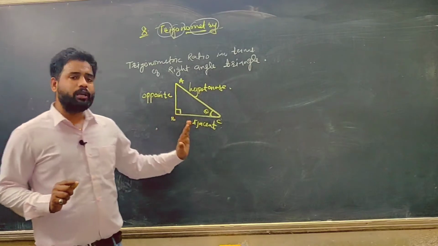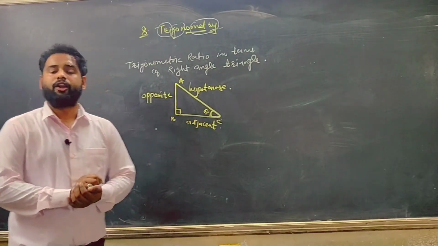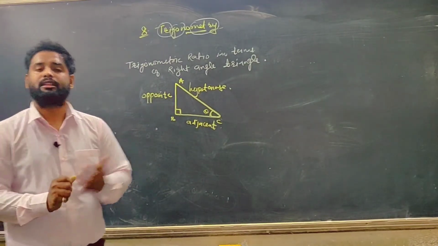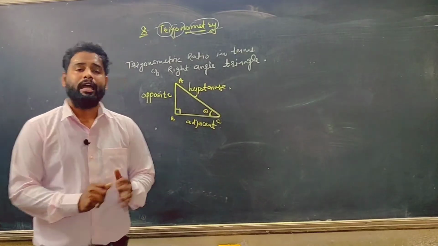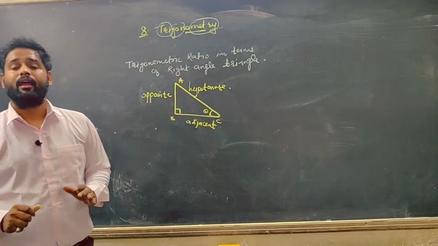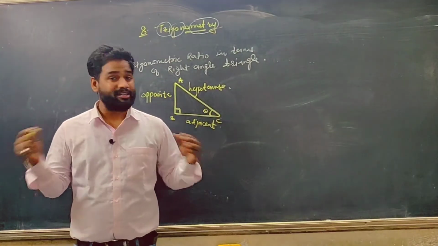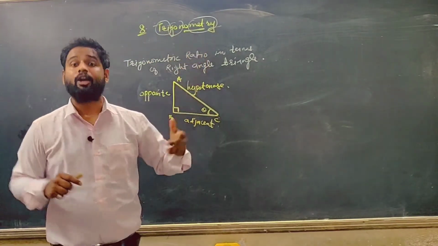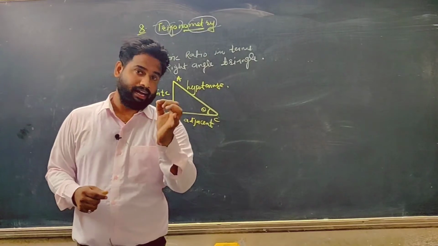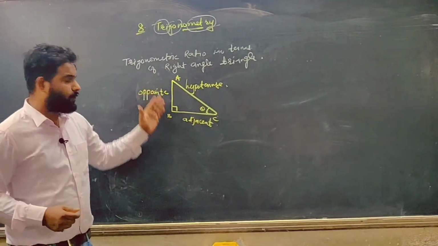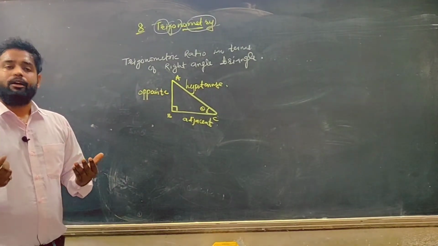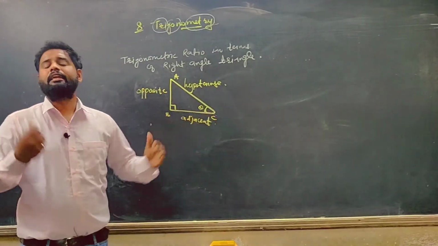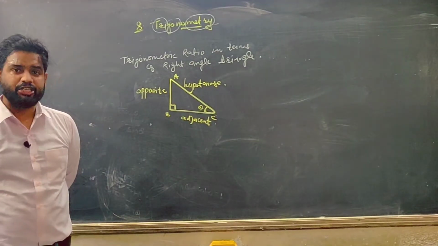Alright. Now I am going to represent all 6 trigonometric functions that we have learned just a few seconds ago in terms of these sides. Why? Because what is the meaning of trigonometry? The meaning of trigonometry is a 3-side measurement. For what triangle? For right angle triangle. So we are going to deal with all the sides in terms of trigonometric ratios.